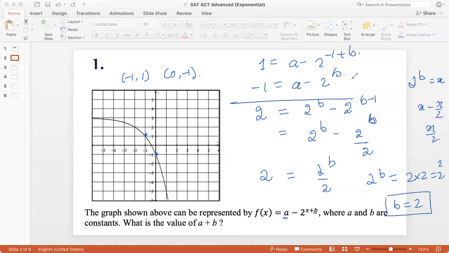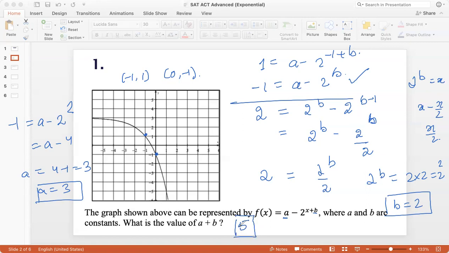For a, I can just put the value of b as 2 in this equation. So −1 is a − 2 squared, which is a − 4. So a is 4 − 1, which is 3. So a is 3. So what is the value of a plus b? 3 plus 2, 5. That's my answer.